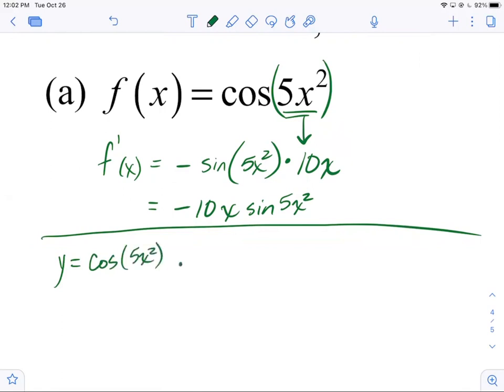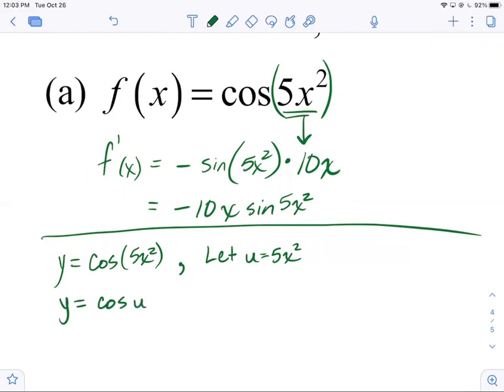What we're going to do is we're going to temporarily introduce a third variable. We're going to let u, which is just some dummy variable, equal the inside function. This will be more important when we start going backwards in the second half of the house of calculus. Okay, so we're going to let u equal the inside function. And now this becomes y equals cosine of u.